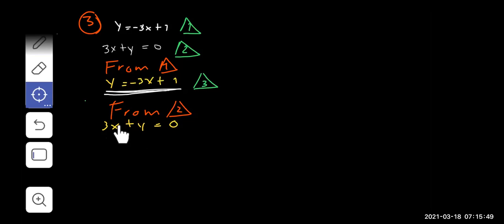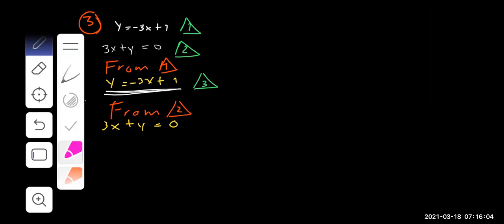And what is the value for x, guys? I do not know whatsoever. What is the value for y? I do know it. Y is this. Y is equal to negative 3x plus 1. I'm going to use substitution. That is the method. 3x plus y. Instead of y, I'm going to place parentheses, equals 0. Let's do this.